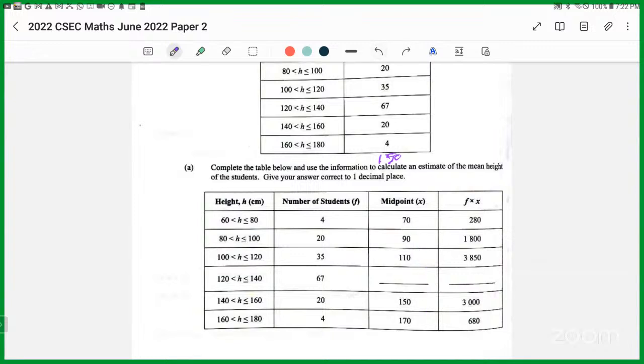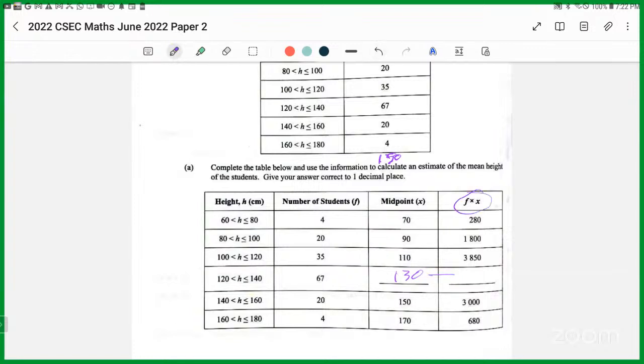All right. So we need to complete the table by putting a midpoint value for this one. If you notice, these are going up by 20. So this will continue to go up by 20. So it's going to be 130. And then to get the value here, we need to multiply these two. What we're saying here is that all 67 students in this group, each of them measure approximately 130. So the total height of all those 67 students we can get by multiplying, that last column. So you need to multiply those.